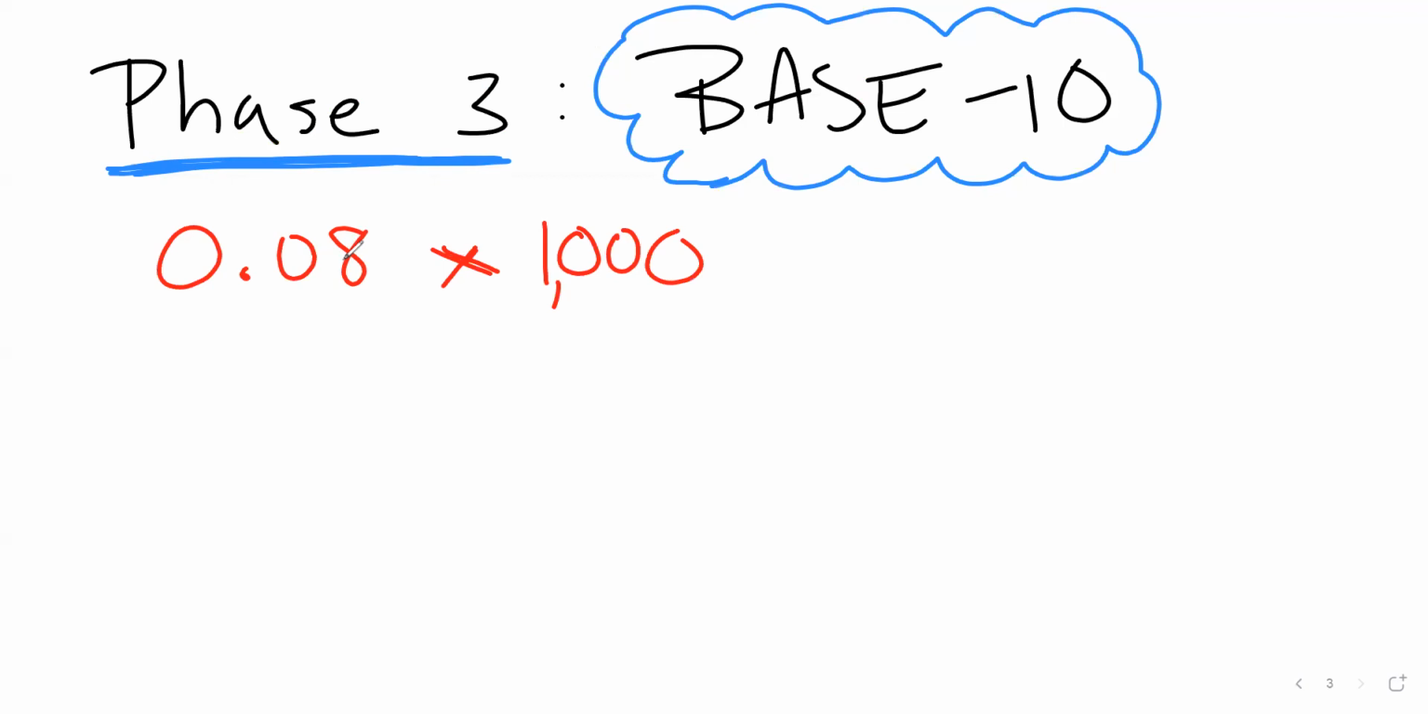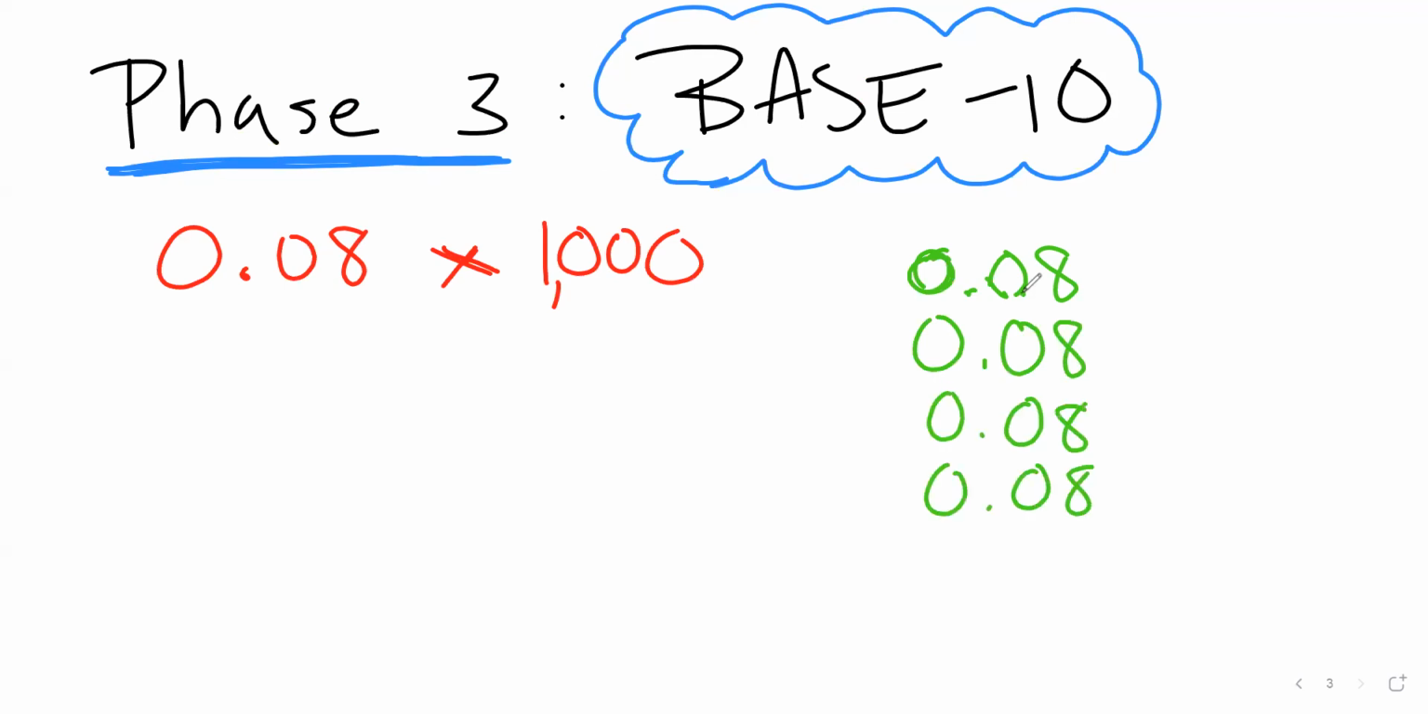We also could do repeated addition, but what that literally means is I'm going to have to stack up 1,000 8 hundredths, right? So that'd be 8 hundredths plus 8 hundredths plus 8 hundredths plus 8 hundredths. I'd have to do that 1,000 times. There's no time to do that. That would take forever. It would literally take a full day to do that. So I'm not going to do that.